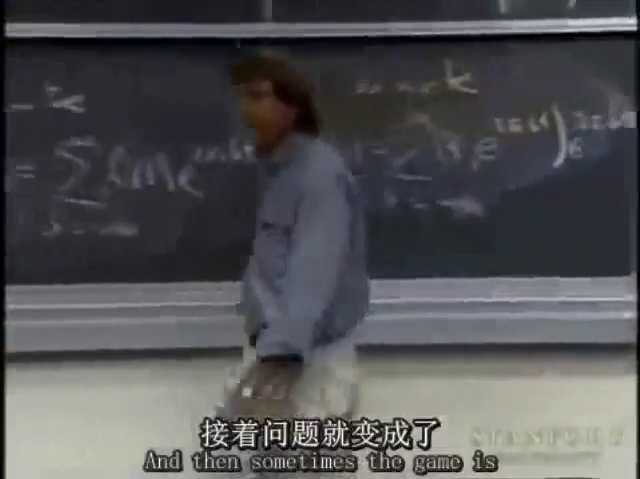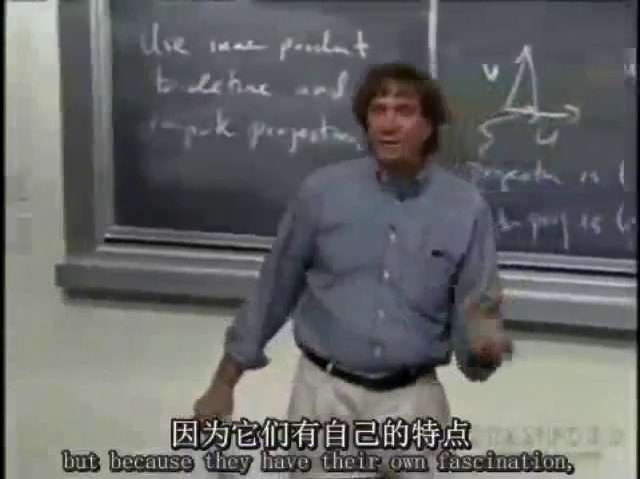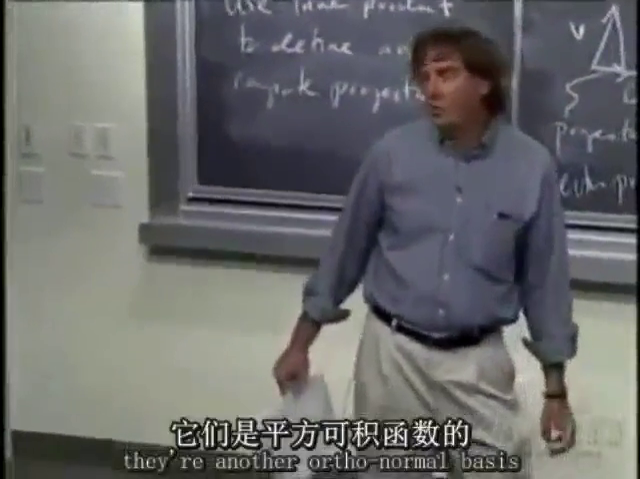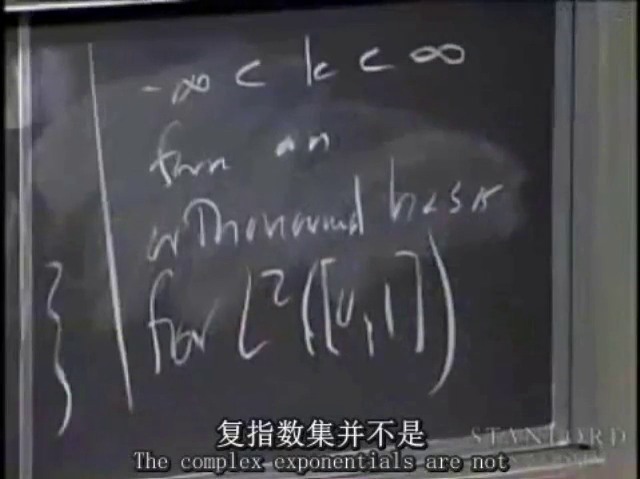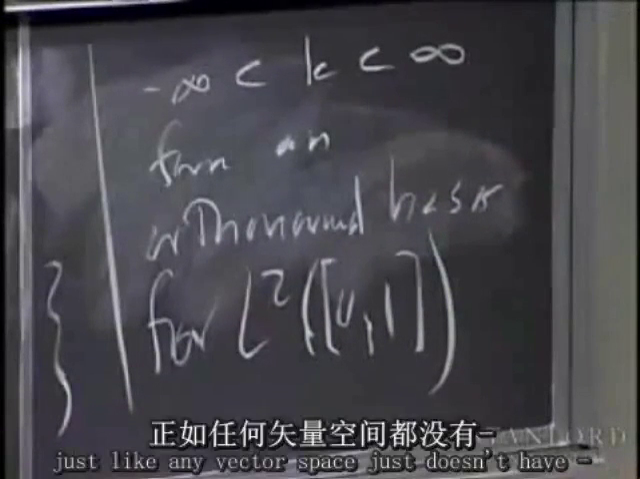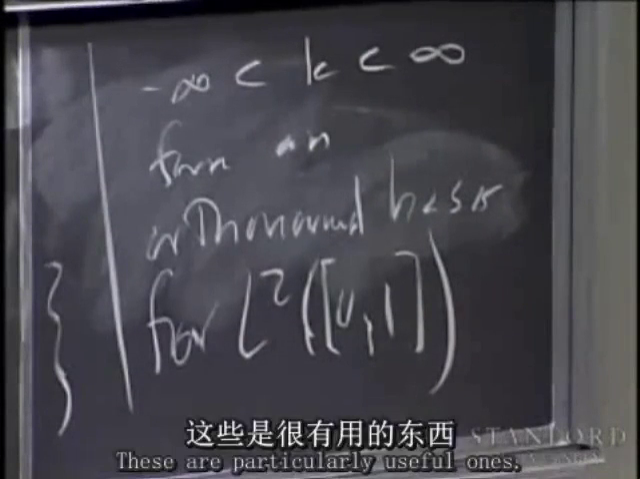And then sometimes the game is to take different orthonormal bases. Wavelets are nothing but, or I don't say nothing but because they have their own fascination, they are another orthonormal basis for square integrable functions. The complex exponentials are not the only orthonormal basis, just like any vector space has lots of different orthonormal bases. These are particularly useful ones.